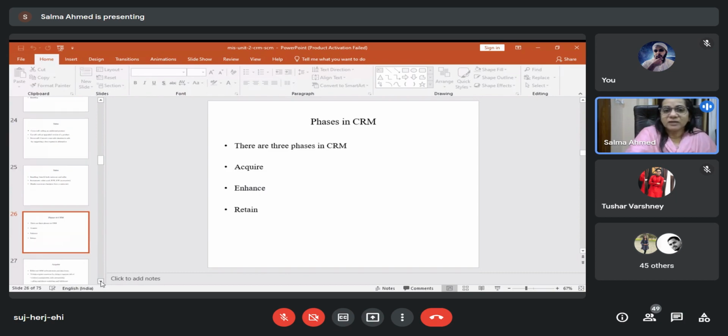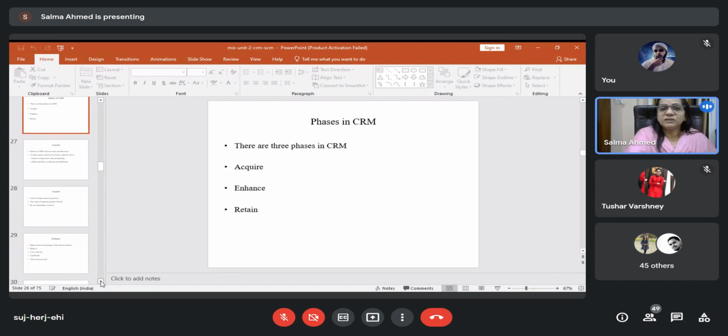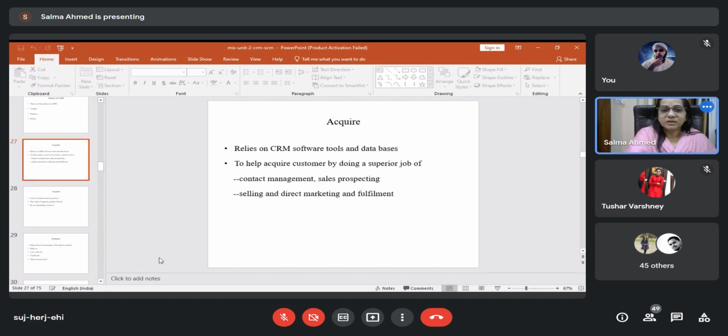Now the phases of CRM is where we had stopped. There are 3 phases. First, we need to acquire the customer, then enhance, and then retain. Acquiring a customer means contact management, negotiation till he is converted into a customer, and then we enhance the customer and retain him.